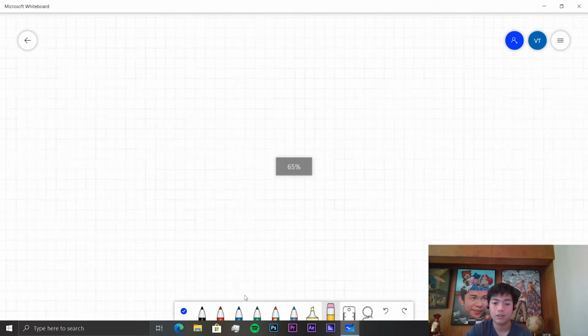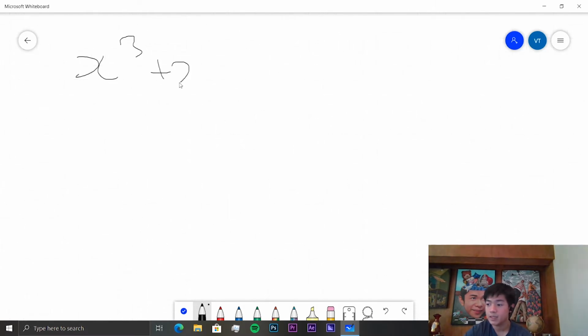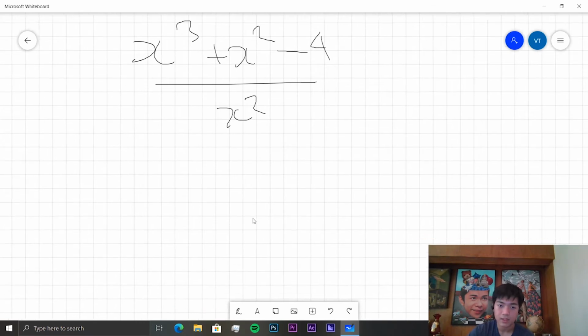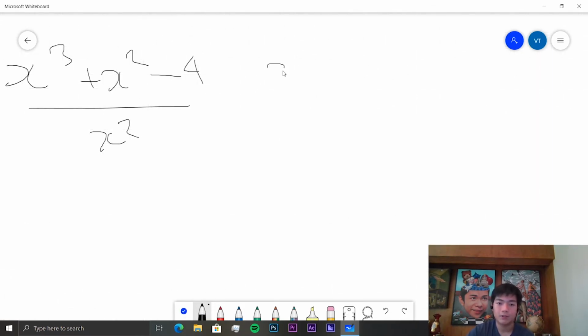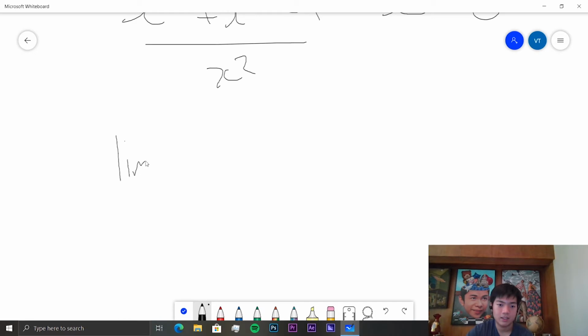And then we have one more function we need to tackle, and that is x cubed plus x squared minus 4 over x squared. So we need to find all asymptotes of this graph. For vertical asymptotes, of course, x equals 0 is an asymptote. For horizontal asymptotes, let's check if there are any.